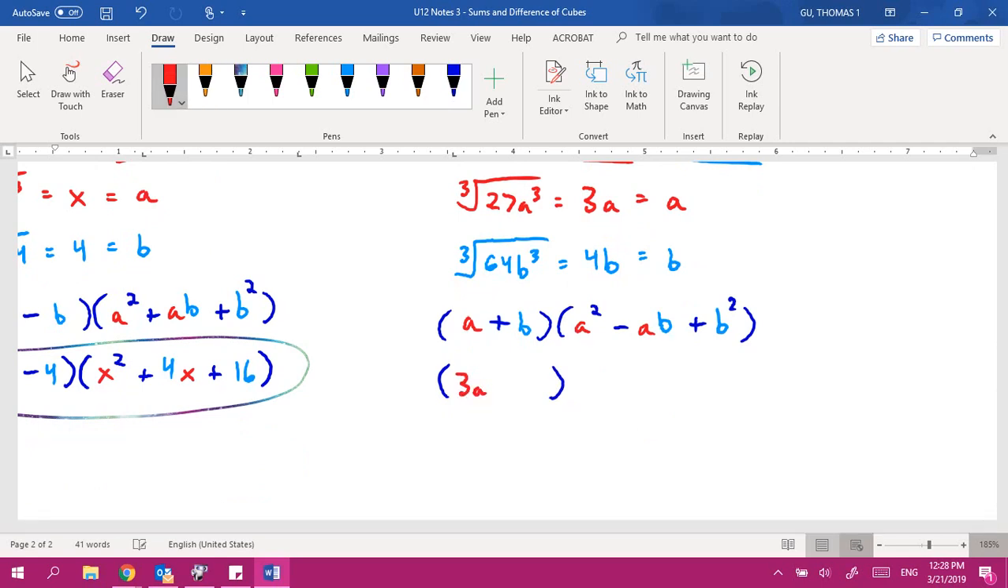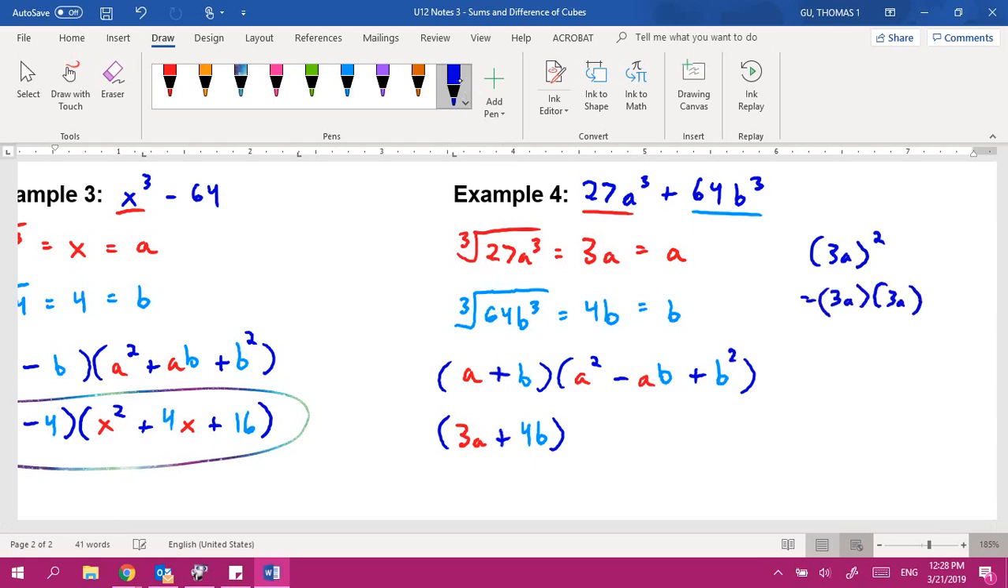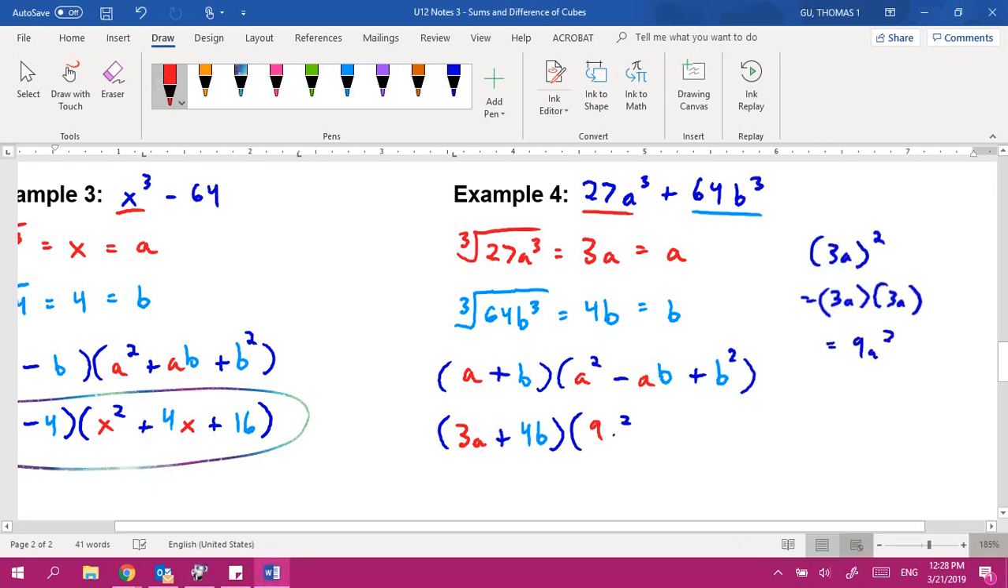3a plus 4b, right? 3a squared? It's a squared, right? 9a squared, that's right. Because look, 3a squared is the same thing as 3a times 3a, which is 9a squared. So your first term in the second parentheses is 9a squared. What's next?